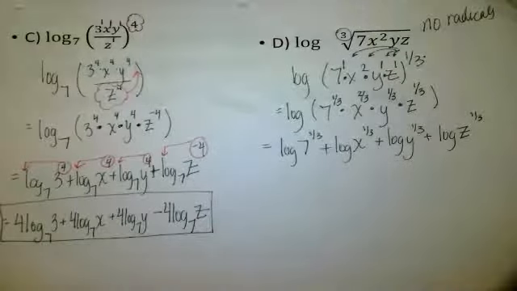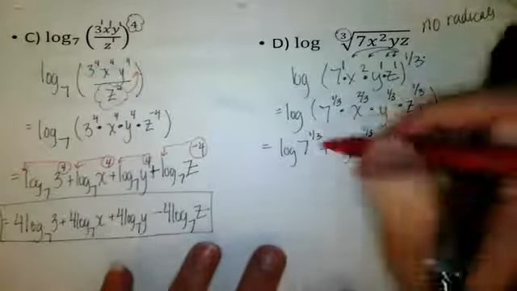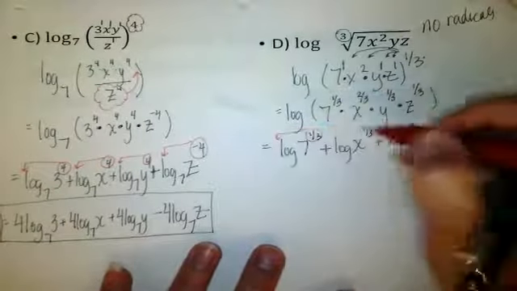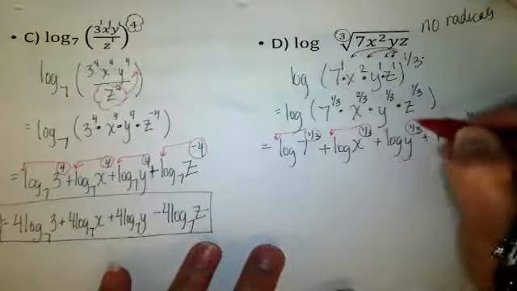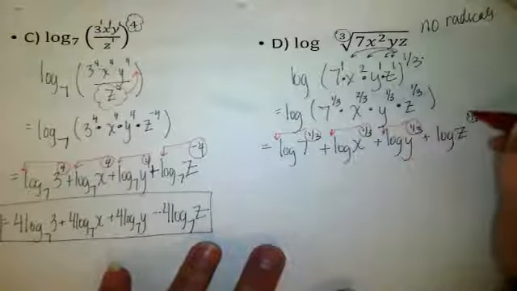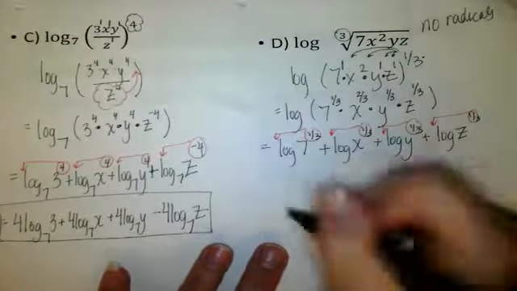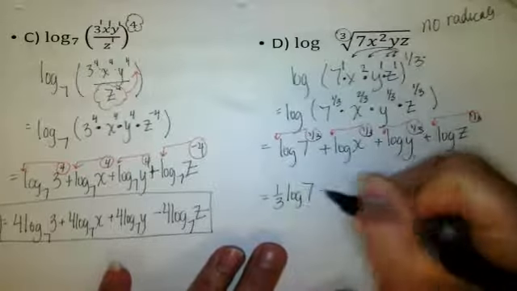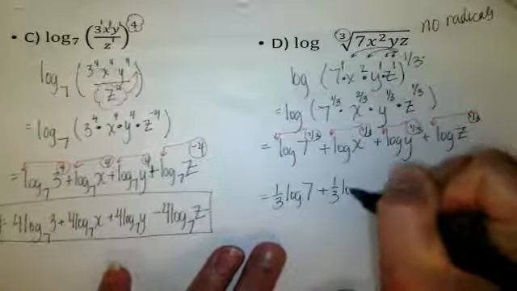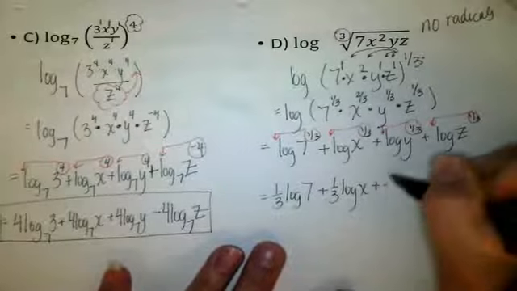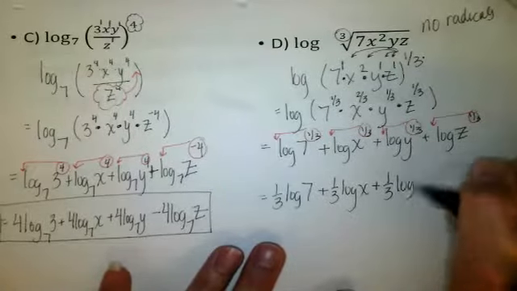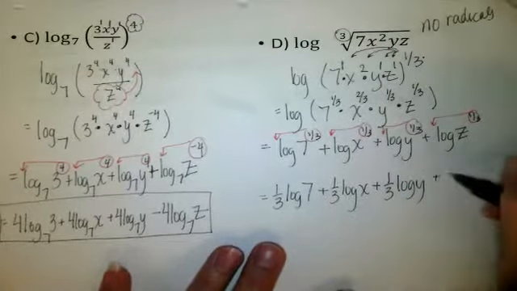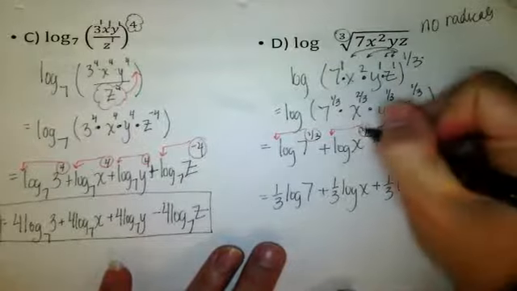And then what do you need to do? Drop your powers down in front, they say. One-third log of 7 plus 1/3 log of x plus 1/3 log y. Oh, that's supposed to be 2/3.